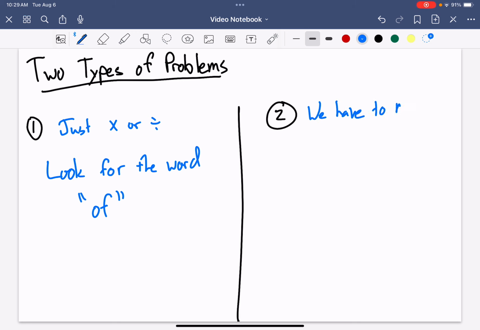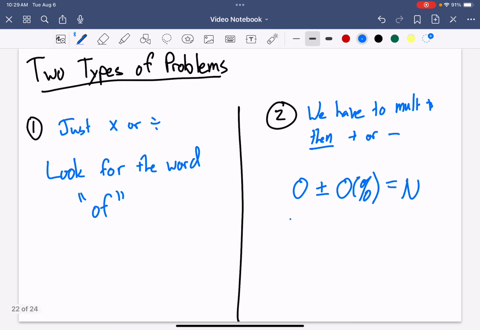Now, the other one is where we have to multiply and then add or subtract. This is the more complicated and perhaps the more fun problem to work with. In this one, we have a bit of a formula. What we're going to do is take the original plus or minus the original times the percentage, and that's going to equal our new.